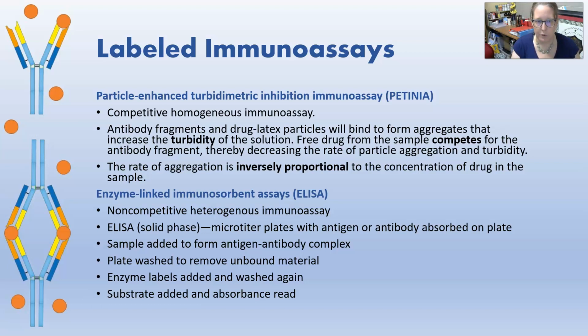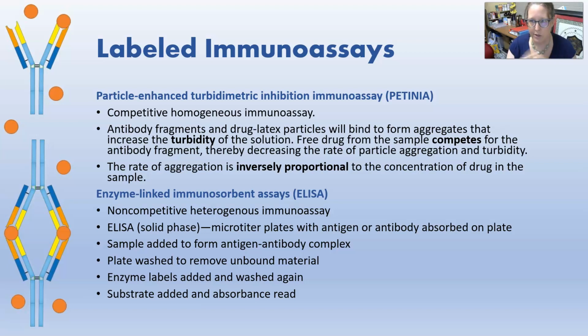The enzyme-linked immunosorbent assay, or ELISA, is a non-competitive heterogeneous immunoassay. The solid phase is going to be microtiter plates with either antigen or antibody adsorbed onto the plate. This is done by the manufacturer. The sample is added then to form an antigen-antibody complex. The plate is washed to remove any unbound material.